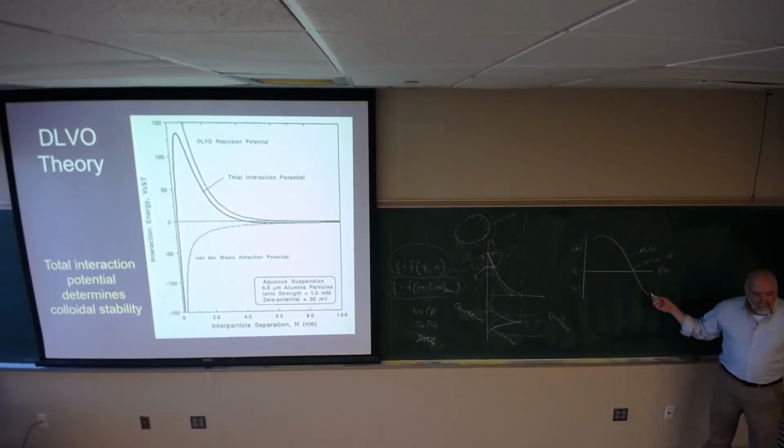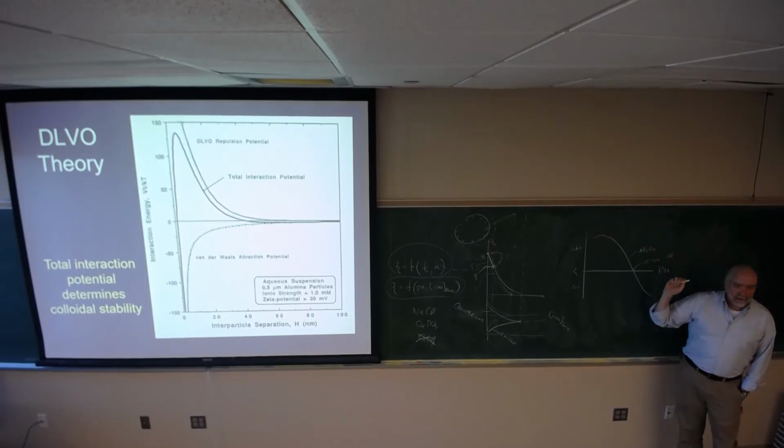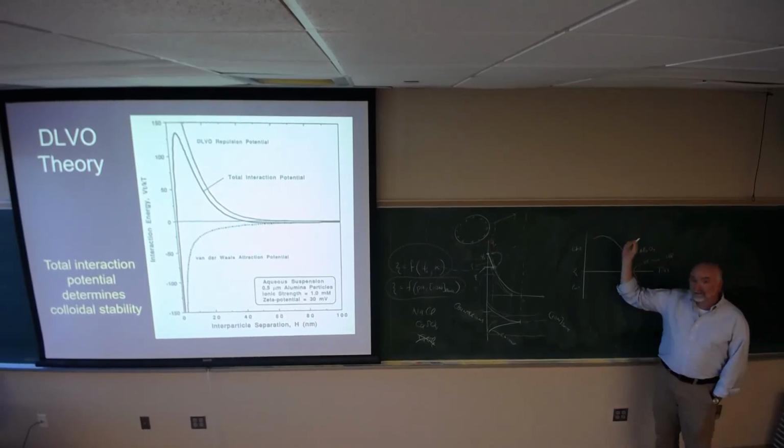If I'm above the IEP, I have a net negative charge. If I'm below the IEP, I have a net positive charge. Now, you may think that I was sloppy in the way I drew my curve. The curve starts to come down here.